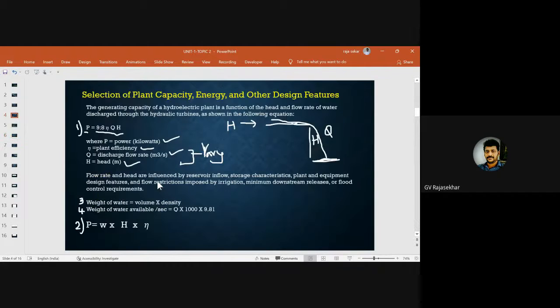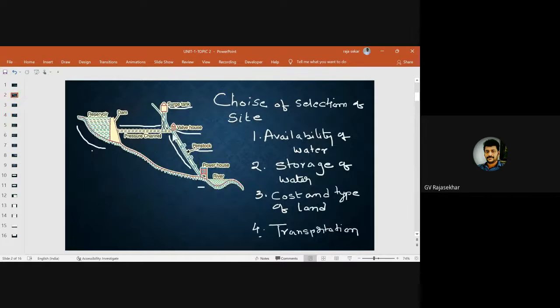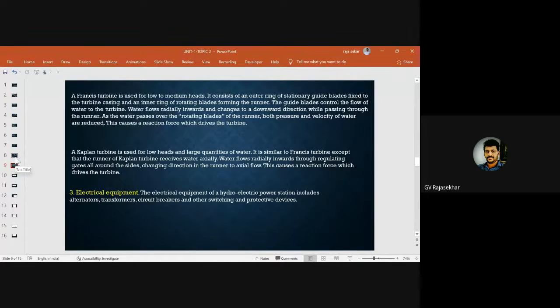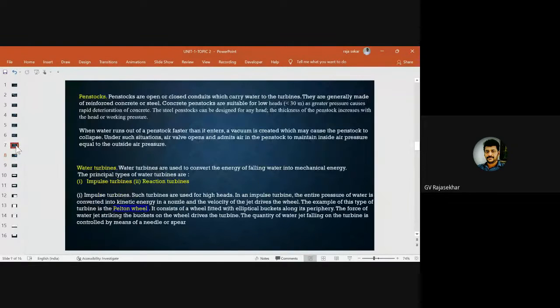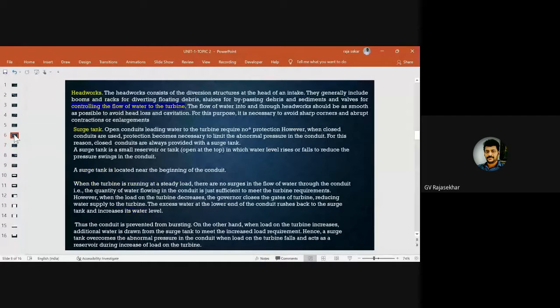So this is the conduit or penstock. This is the starting point of the penstock or conduit, and at this point you are going to construct a surge tank. And we are not going to fill the surge tank to the full of its level. What we are trying to do is fill the surge tank to half of its capacity.